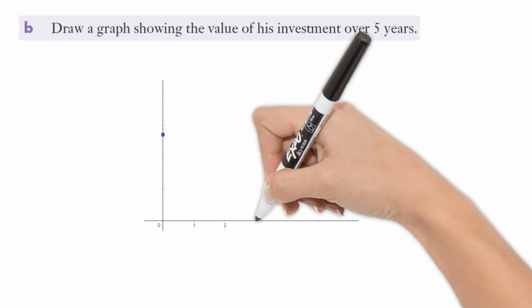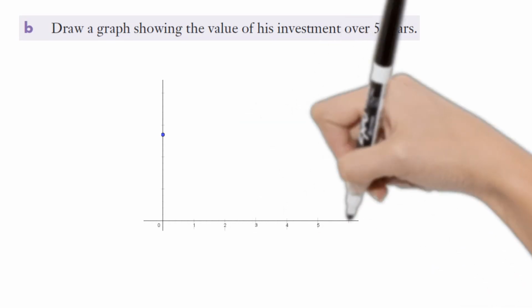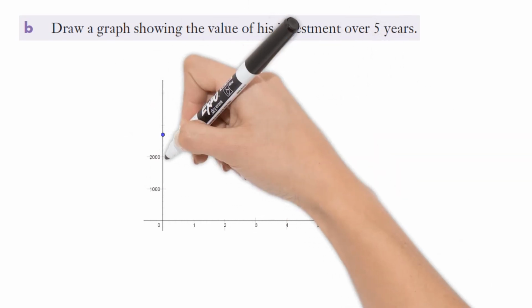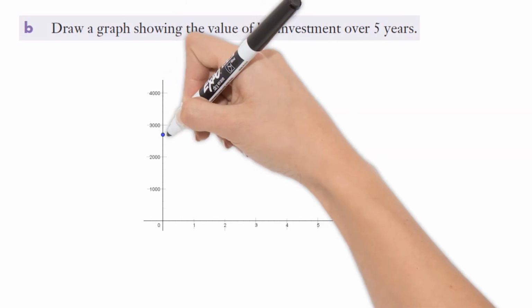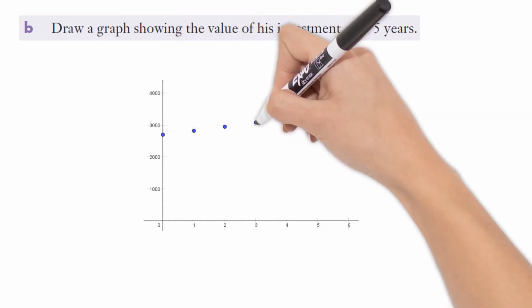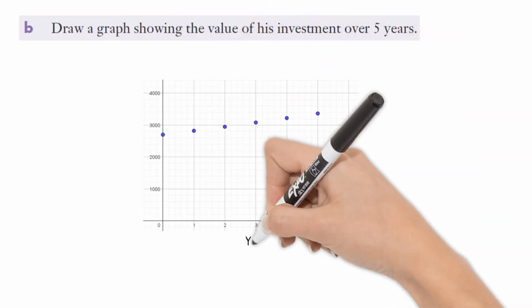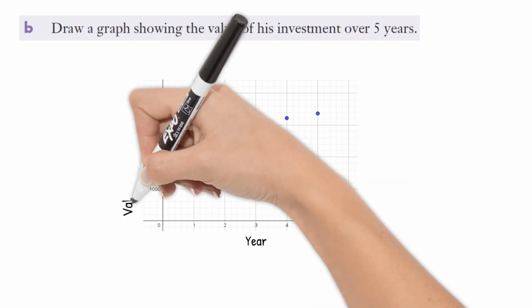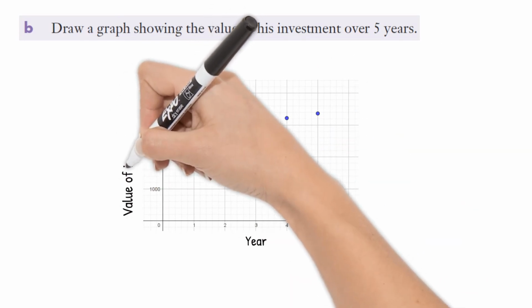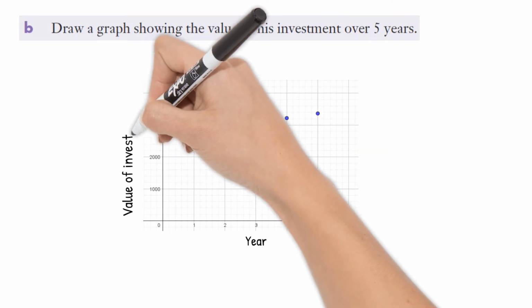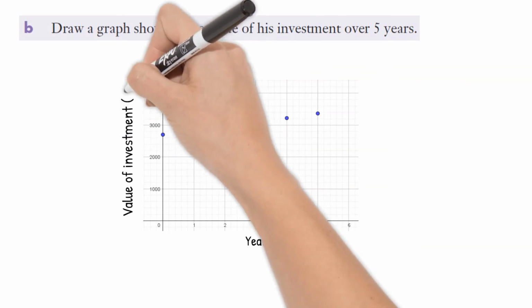But you can take the hint from your table of values, your year, because it's the top row, it's the X value, and the value of the investment is the bottom row, so that's the Y value. Okay, so then you're just graphing your table of values, and when you do join that line by hand, make sure it is freehand and not with a ruler.